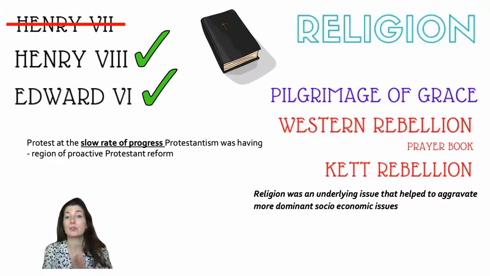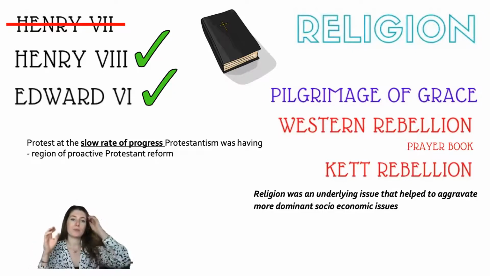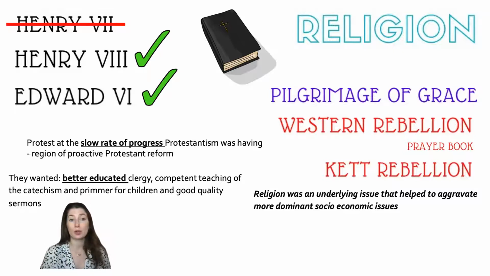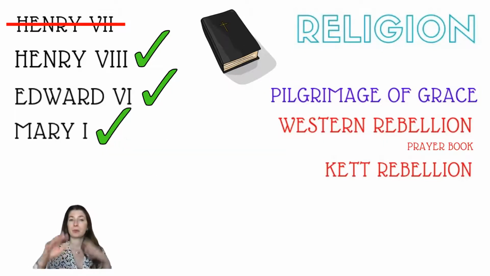In comparison to Western, it was actually the slow rate of Protestant change that people had an issue with in the Kent Rebellion. This was a Protestant area. They wanted greater Protestant reform, the opposite of the Western rebels. And so therefore they wanted really more proactive Protestant reform. They also called for better educated clergy, competent teaching of the catechism and primer for children, and good quality sermons.